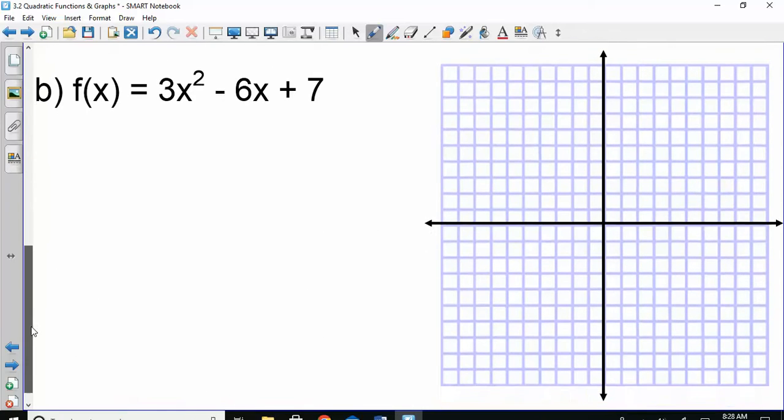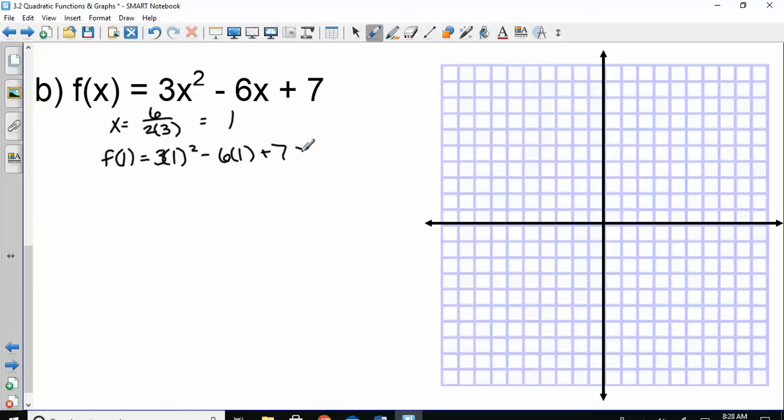All right, let's try a few more. So this one, can you tell me, is it going to open up or down? Okay. So we have to start out to get our vertex. X equals opposite of b. So b is -6, so the opposite would be +6 over 2a. So we get 1. Plug that in. So I get 3 minus 6 plus 7.